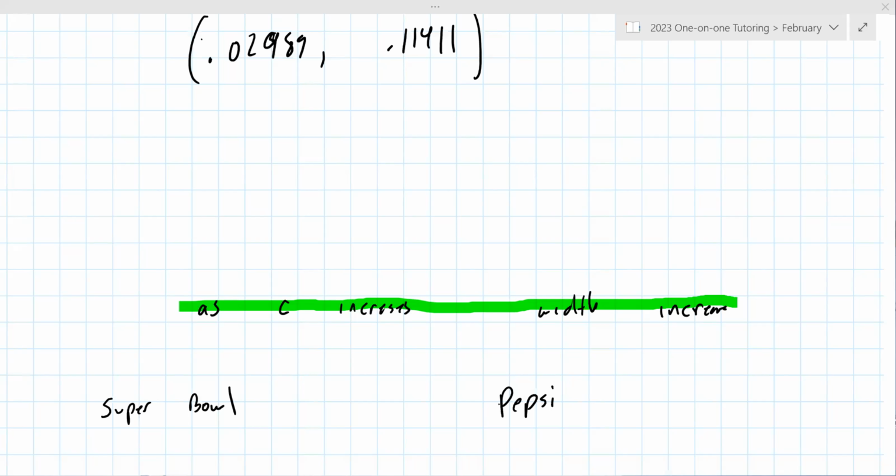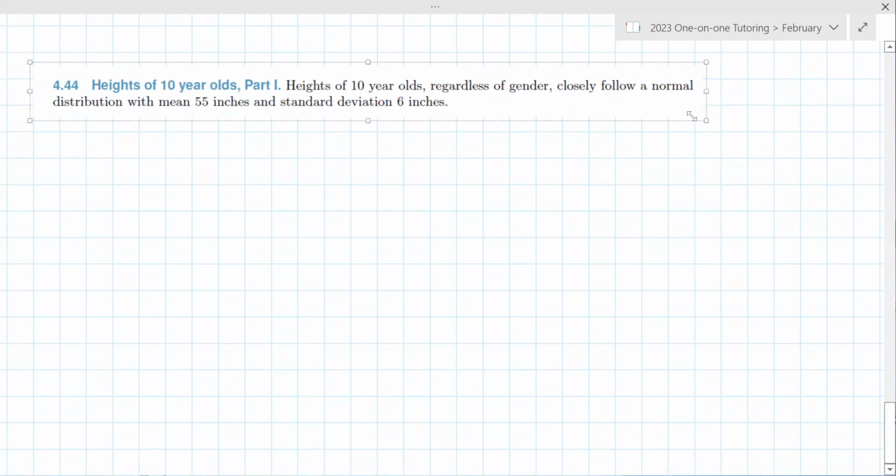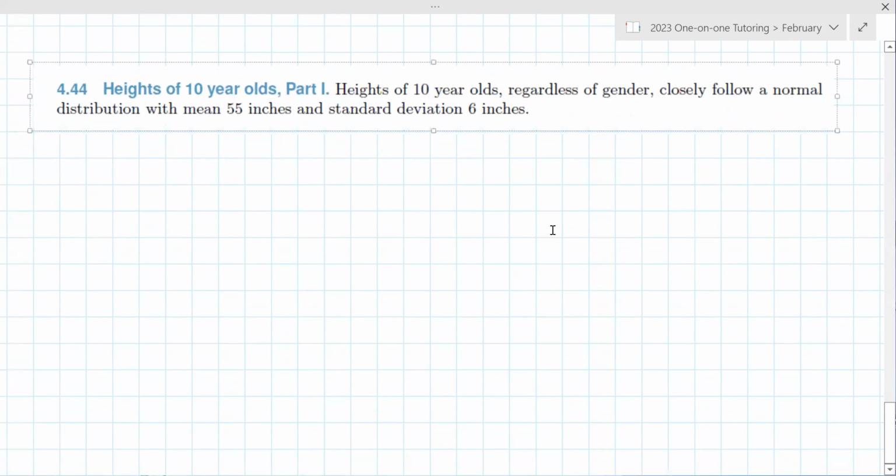All right, so here's a new problem, something you've never seen before. I want you to decide if this is a population proportion or a population mean. It's the population mean. Yes.